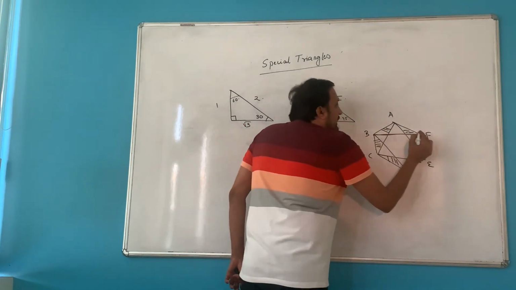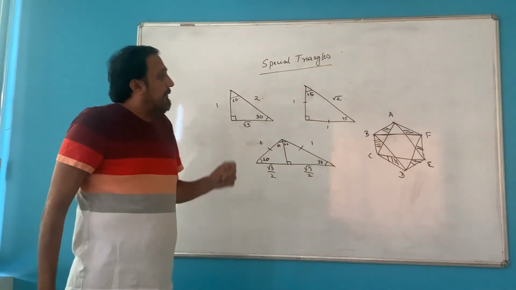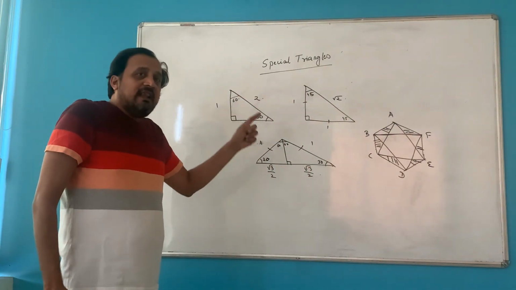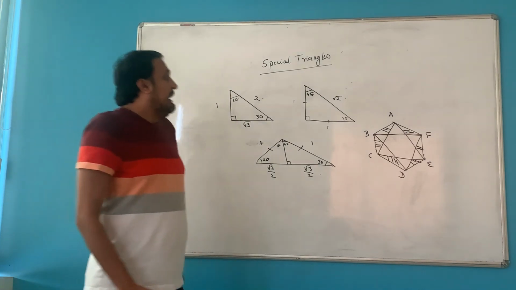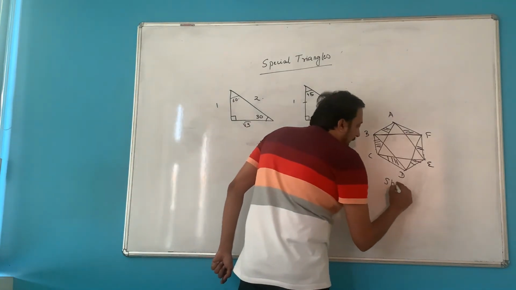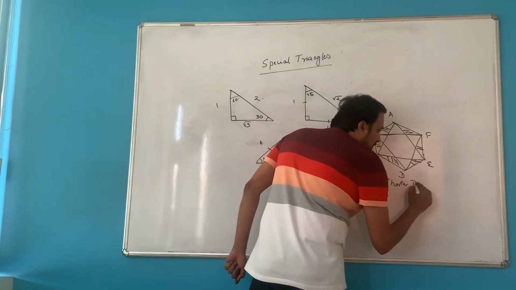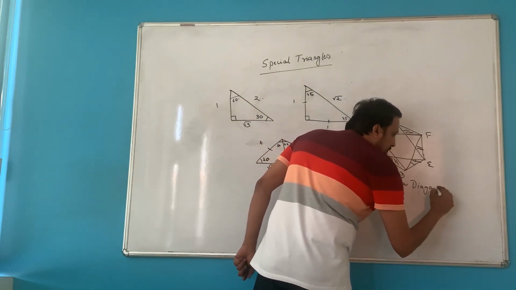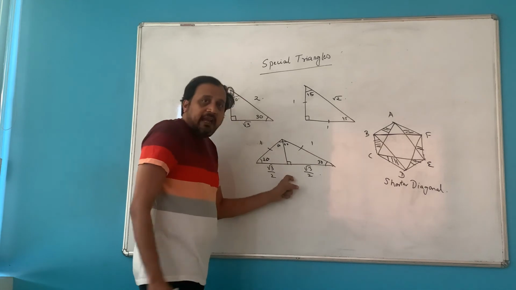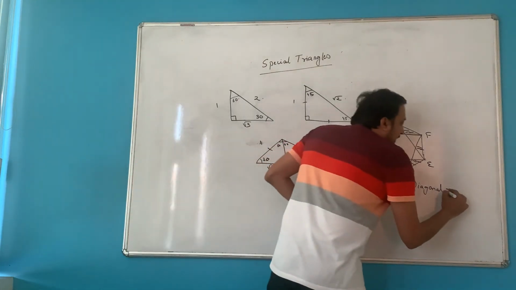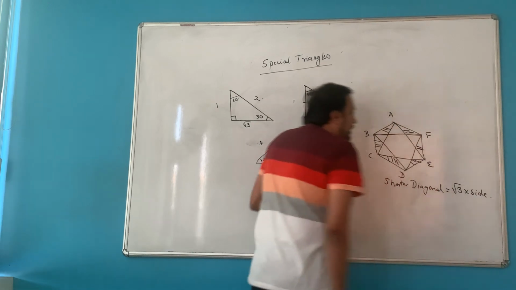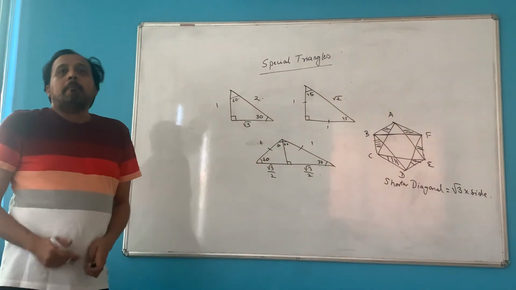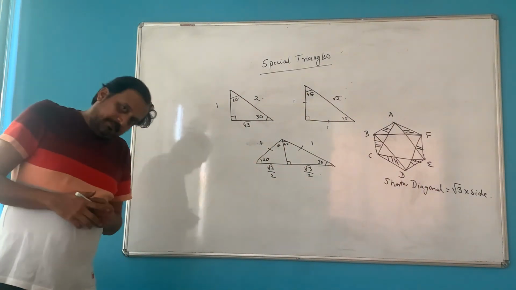This one is your length DF or your length BD or your length AC, whatever you want to call it. It will essentially be the shorter diagonal. And by looking at this, your shorter diagonal is essentially nothing but root 3 times the side of the regular hexagon.